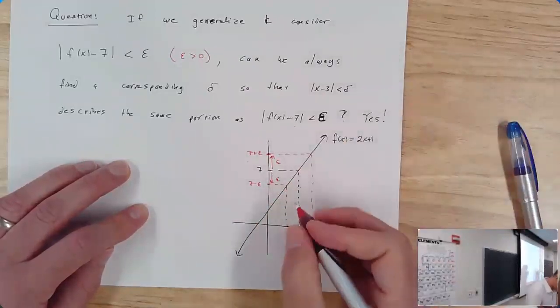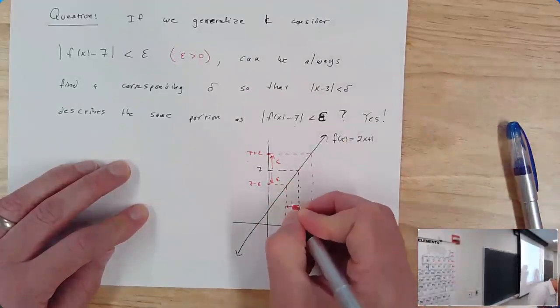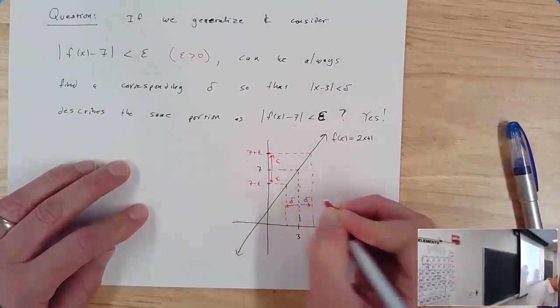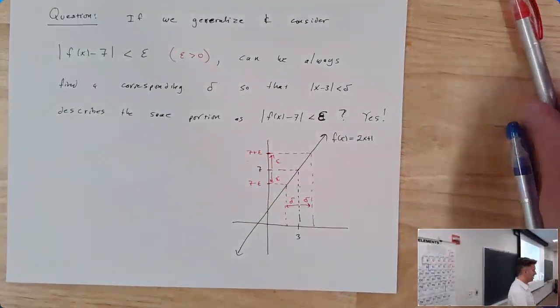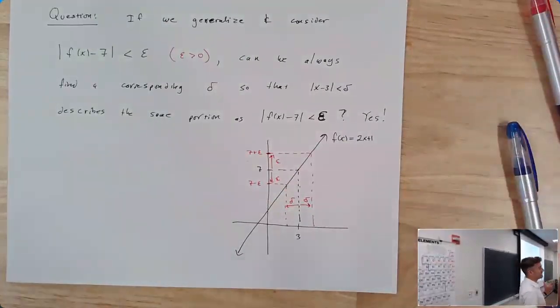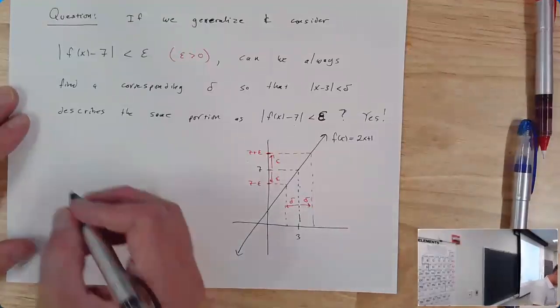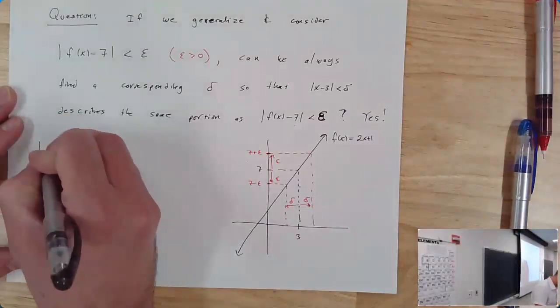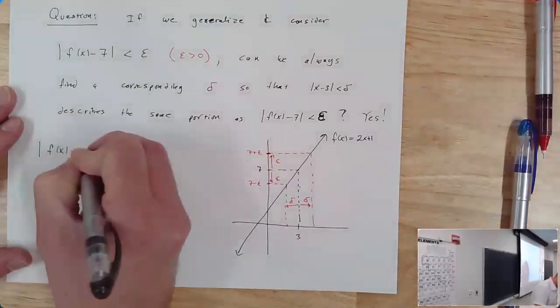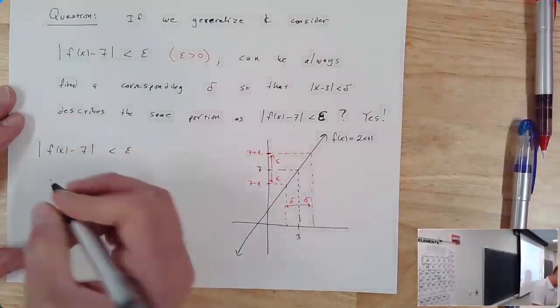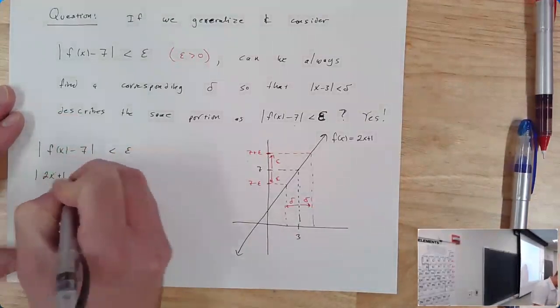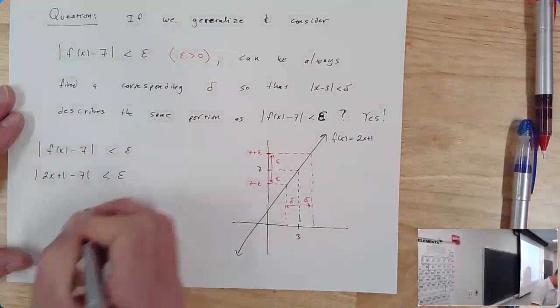We can find a delta that gives us that. And the algebra is not terrible, at least if the function is linear. So if you're dealing with straight lines, this process is going to get boring. It's going to be the same thing over and over again. If you're dealing with other functions, it's a little more tricky, which we'll definitely get to. So what are we going to do? We're going to say, well, the absolute value of f of x minus 7 less than epsilon, replace your function with what it is. Do the same sort of work.